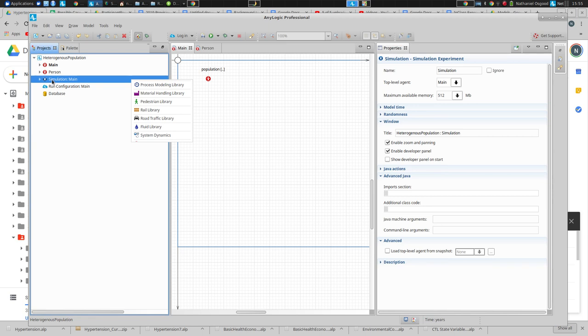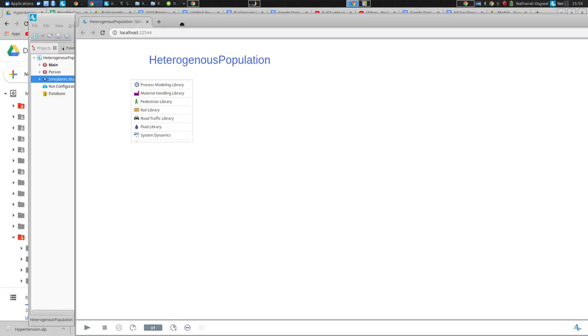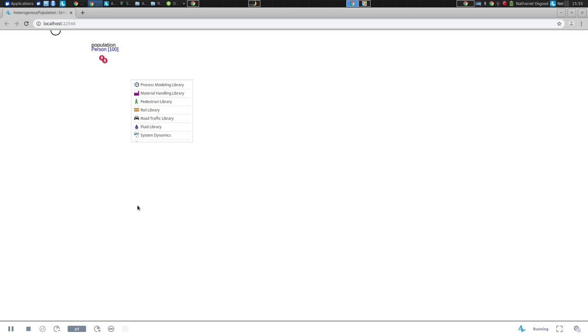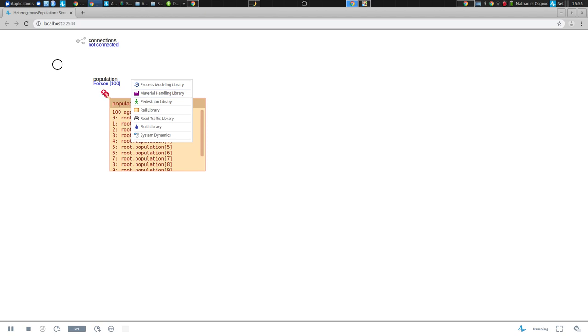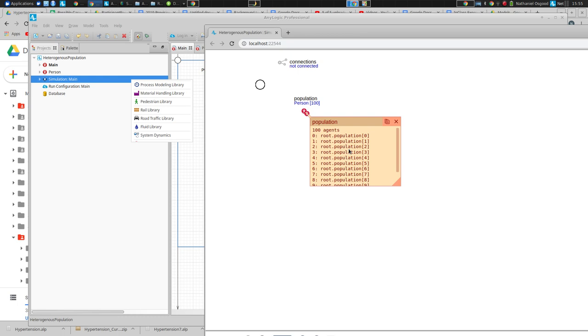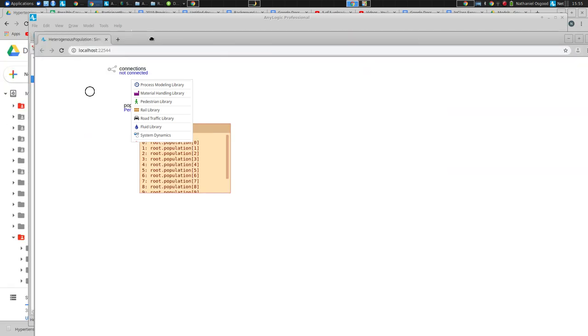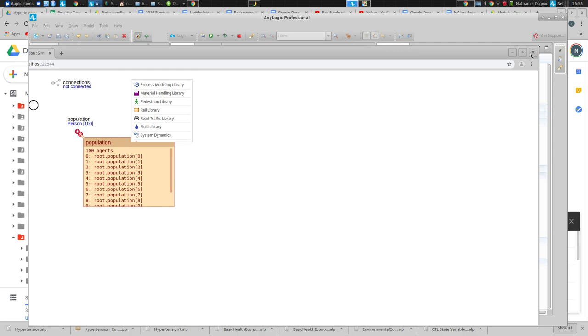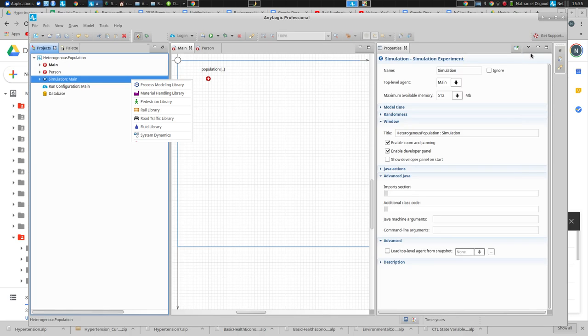Let's go run it, see what happens. Here we go, and I'm going to press this button here. And we see a population. If you click on that population, you'll see there's actually a list of people there. And you'll see this single circle. Guess what that represents? All 100 people on top of each other. That isn't that interesting. Let's see if we can make it more interesting.